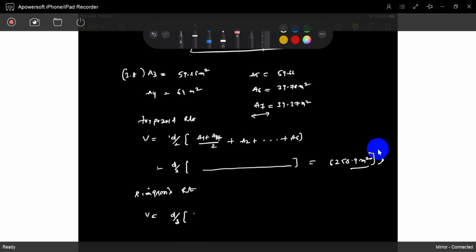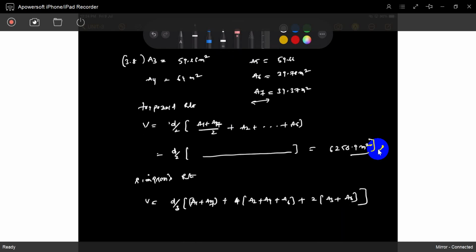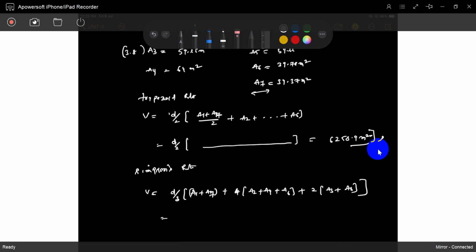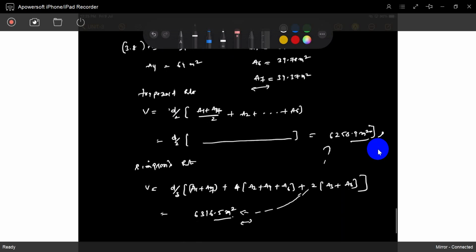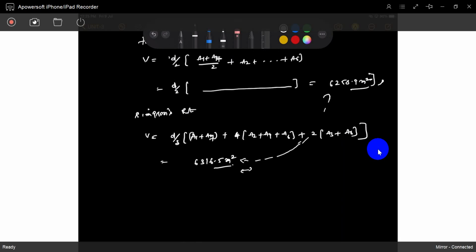D by 3, A1 plus A7, plus 4 of A2, A4, A6, plus 2 of A3, A5. Use those areas and we will get 631 meter square. So see the difference. Which one is correct? Simpson rule is approximately correct. That's the end of the story.